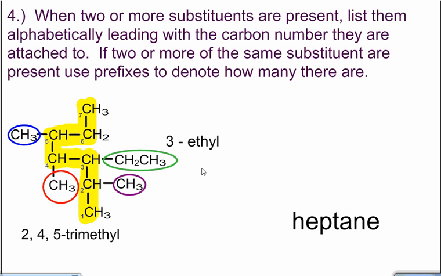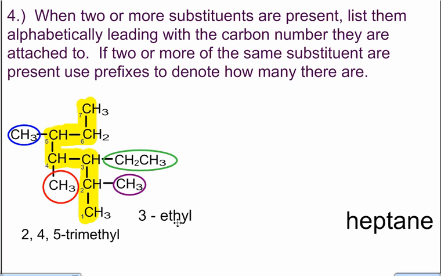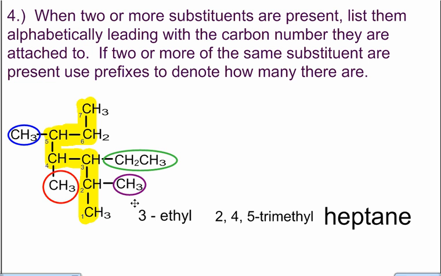The main chain name goes last. I'll say that 3 times fast. Main chain name goes last. Then put the substituent groups in alphabetical order. E comes before T, so 3-ethyl, 2,4,5-trimethylheptane is the name of this organic compound.